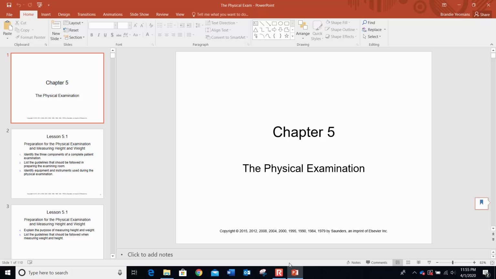Alright, now look on page 144, 171, and 196, and look at what some of the different instrumentations are, what we would be using them for during an exam. You need to be aware of what your responsibilities are as the medical assistant during the physical exam.